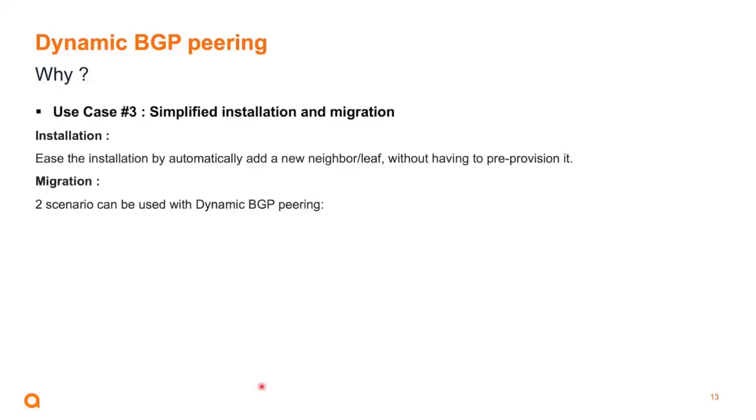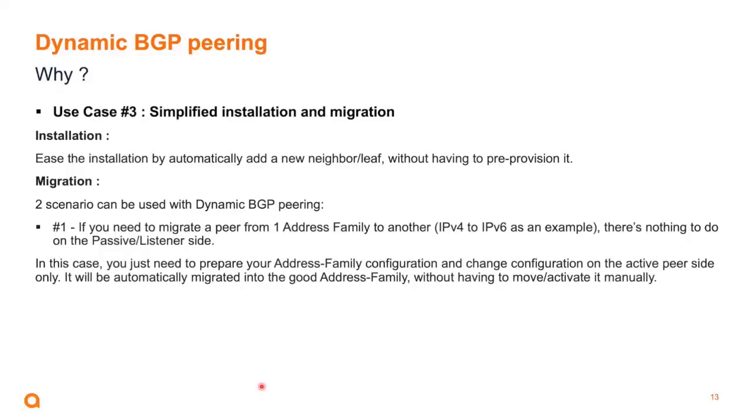For the migration part, we can find two use cases. The first one is when you need to migrate the peer from one address family to another. Using dynamic BGP peering, it means that you will not have anything to do on the listener side, as it will automatically put a neighbor into the correct address family based on the BGP capabilities found in the open packet and remove it from the previous address family.